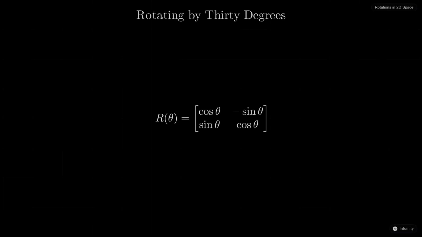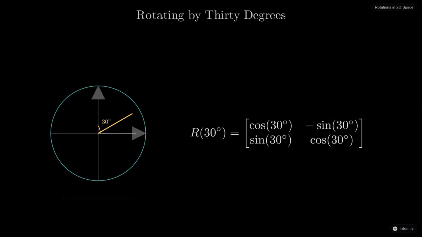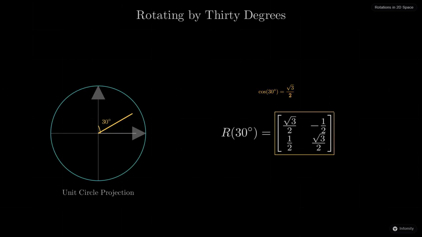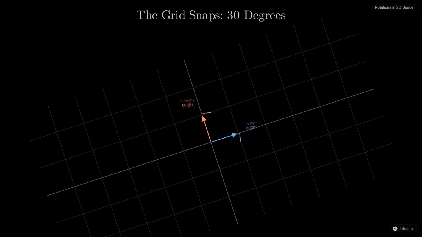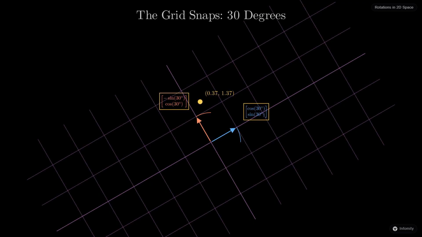Let us plug in a real value. Specifically, if we choose a rotation of 30 degrees, our matrix elements become concrete numbers. As a result, cosine of 30 degrees becomes the square root of 3 over 2, and sine of 30 degrees becomes 1/2. Watch the magic happen. As we apply this matrix to the entire coordinate space, the grid rotates smoothly by exactly 30 degrees. Notice how every single intersection point lands precisely where our formula predicted, keeping the entire space perfectly rigid.